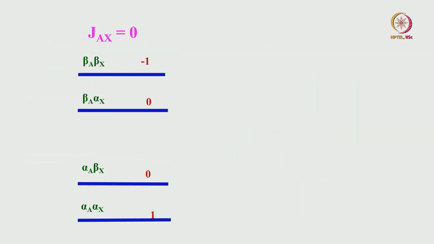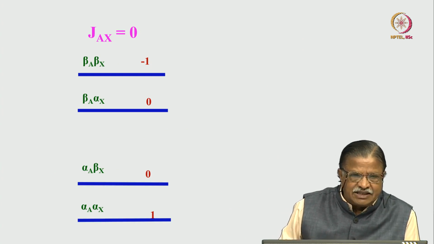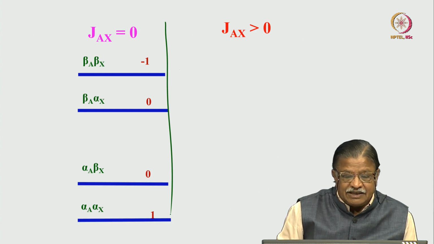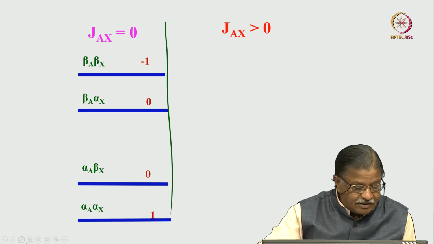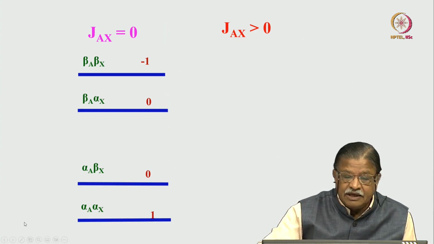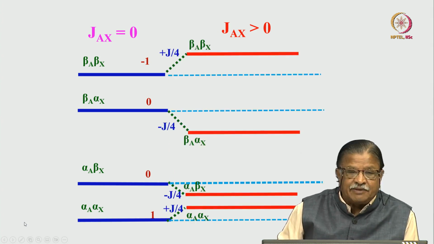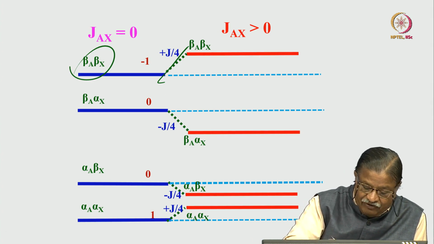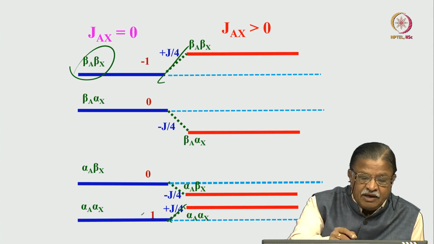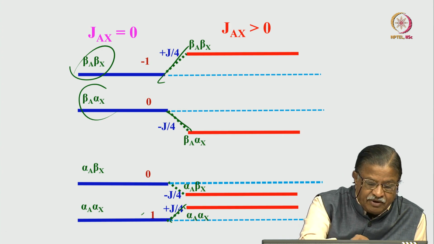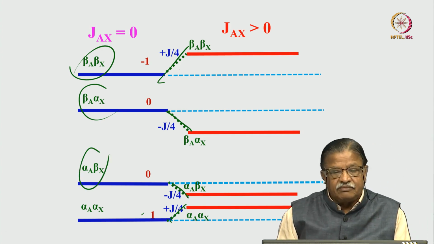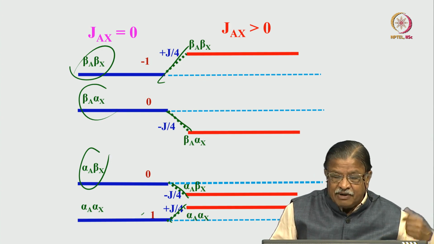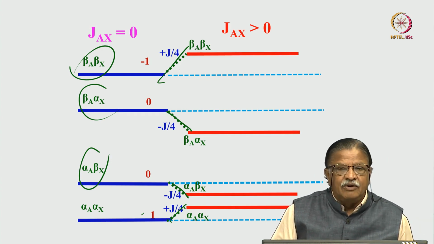And now let us see the energy level diagram. Consider the situation JAX is 0, we already know this. As I said, if JAX is positive, greater than 0, then what is going to happen is, as I just explained to you, beta beta states are pushed up by J by 4. Similarly, the alpha alpha state is pushed up by J by 4. Beta alpha states come down by J by 4. This also comes down by J by 4. There is a shifting. Energy states are stabilized and destabilized because of pairing and unpairing of the nuclear spins.